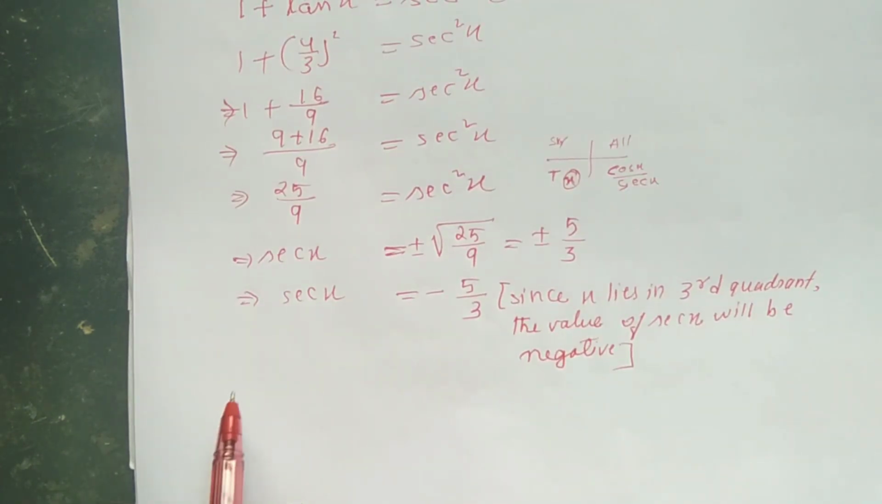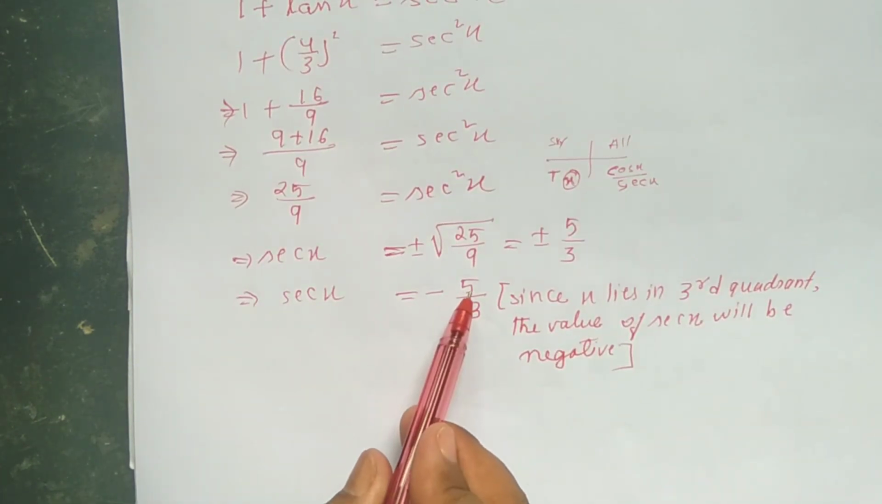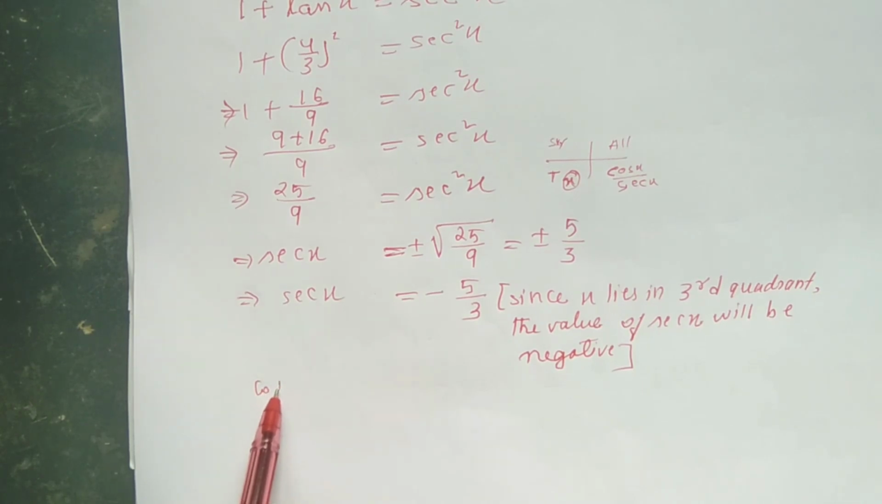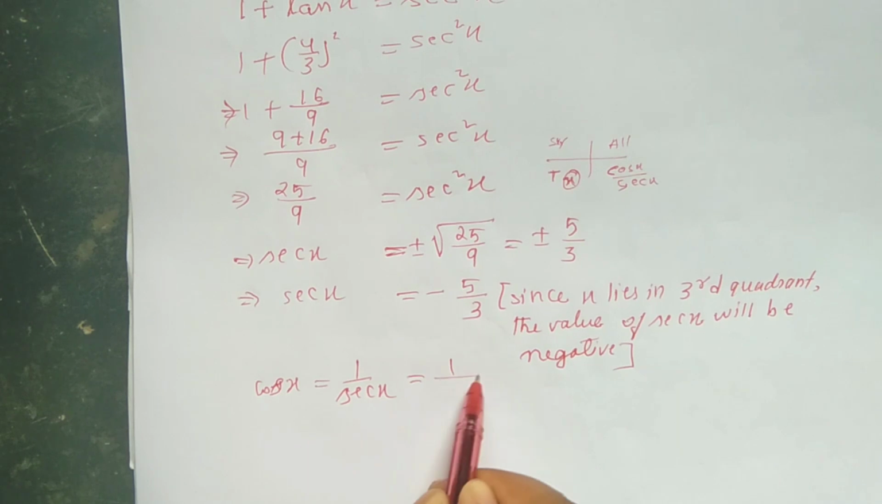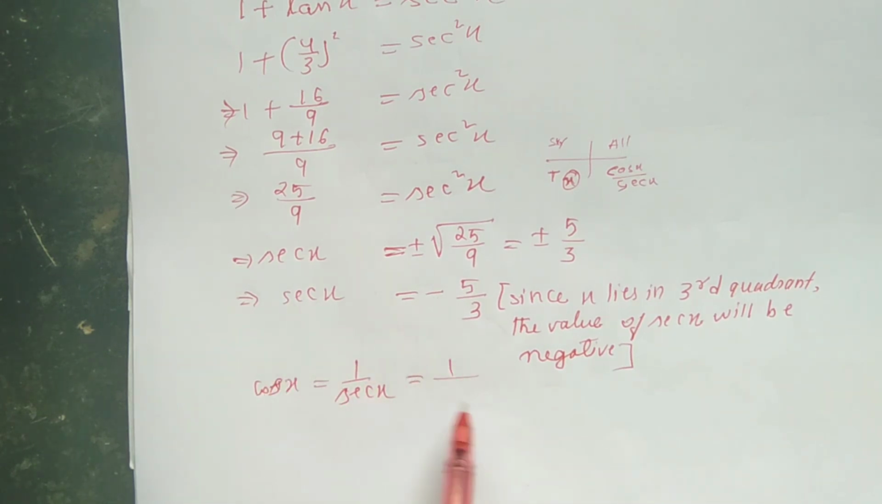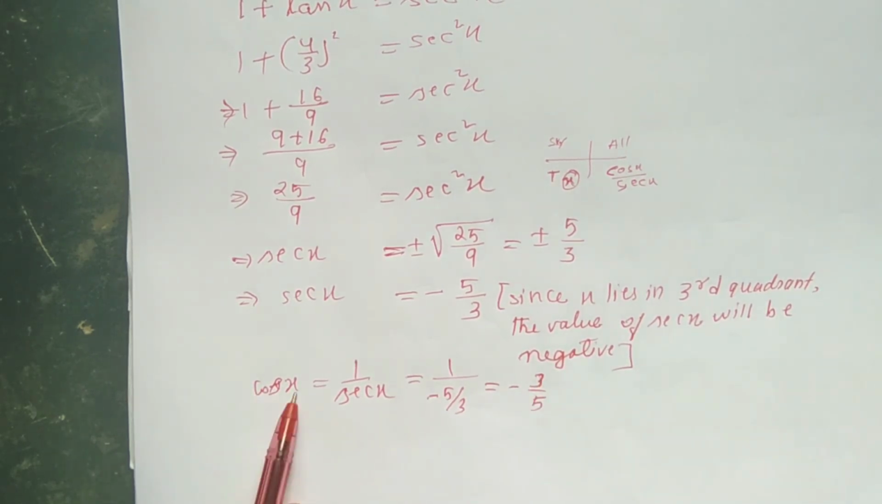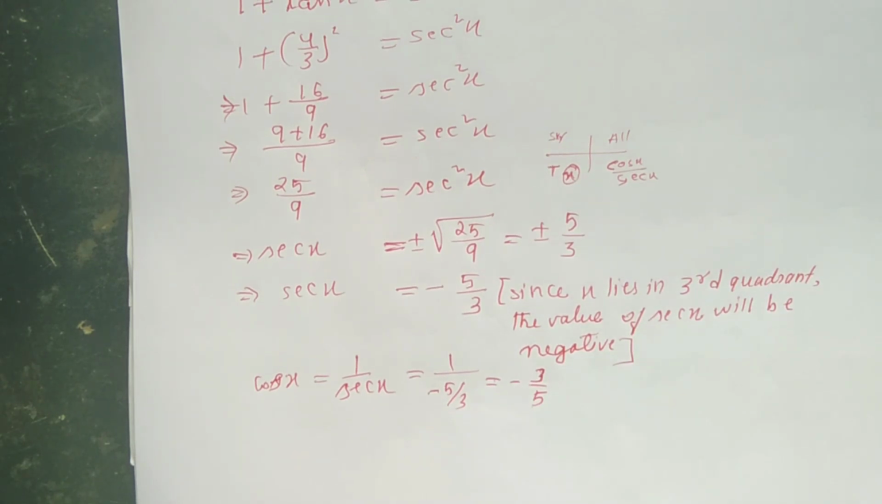Next, since sec x equals minus 5 by 3, isn't it? Again we can write cos x equals 1 by sec x, isn't it? This is the formula. Cos x equals 1 by sec x. Now put the value of sec x. Sec x, how much is it? Minus 5 by 3. This equals minus 3 by 5. So the value of cos x is how much? Minus 3 by 5.